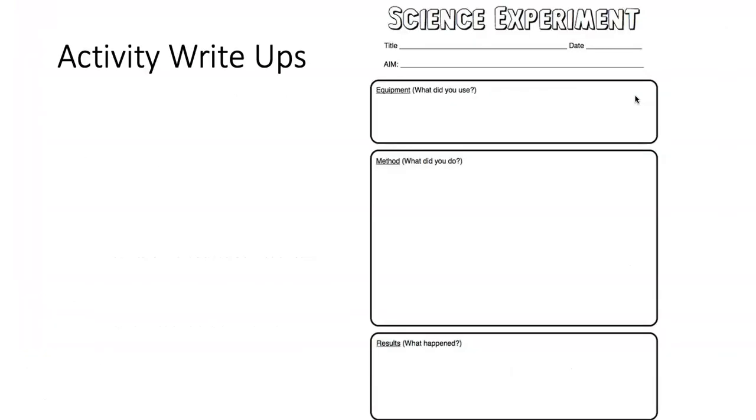Another one you can do is an activity write up. So the students do an activity and then they write it up. And here's an example. So the title, the date, the aim, which is the learning objective, what equipment did they use, the method, what did they do, and what are the results.